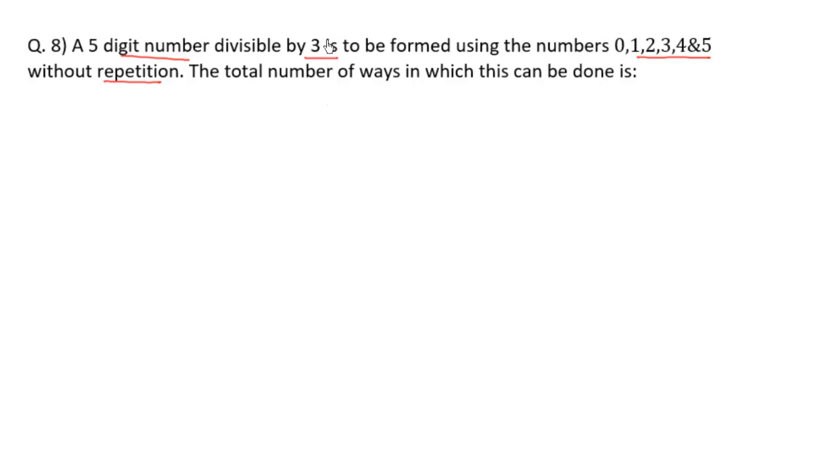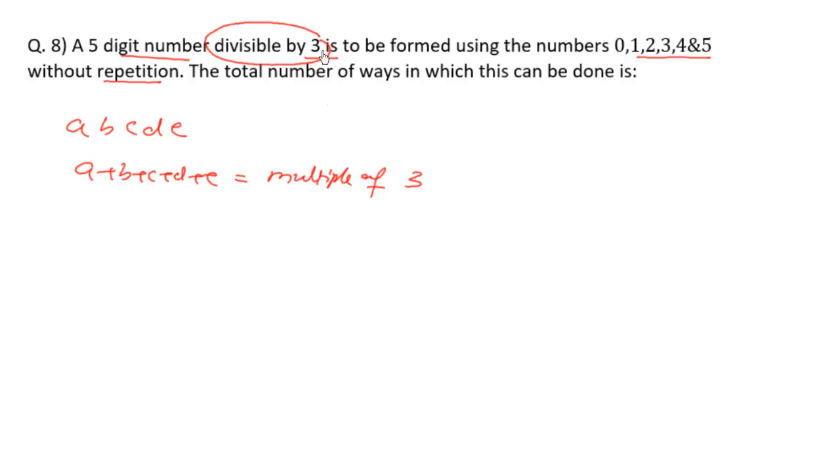Now clearly, if we want to find the divisibility rule of 3, then we know that if a, b, c, d and e are the digits of a 5-digit number, then if it is divisible by 3, the sum of the digits should be equal to a multiple of 3. Sorry, I said 5, but basically we are looking for 3. So if the number is divisible by 3, the sum of its digits should be a multiple of 3.